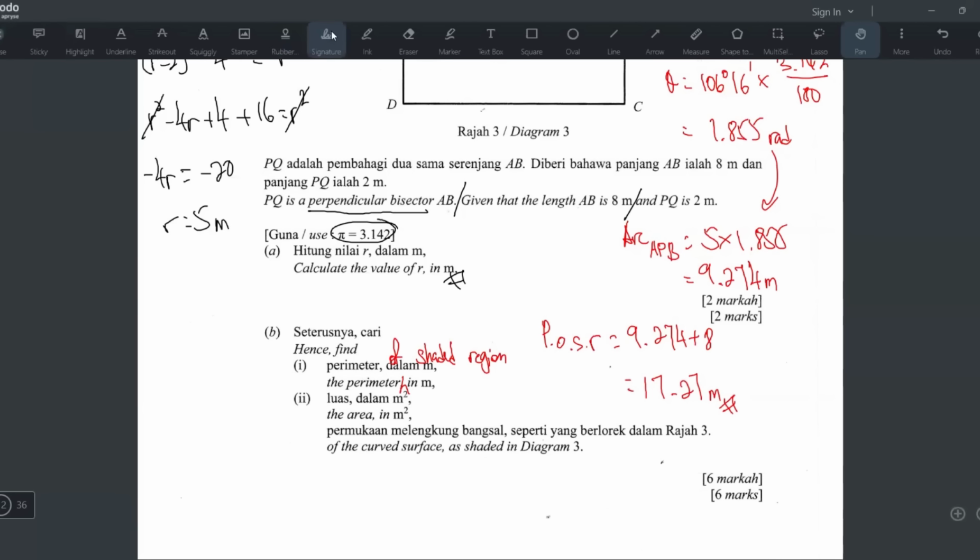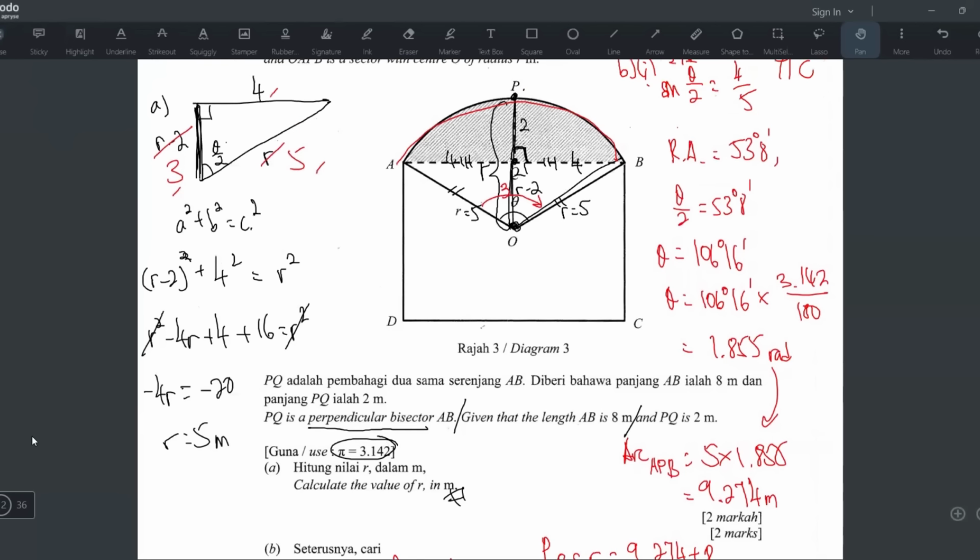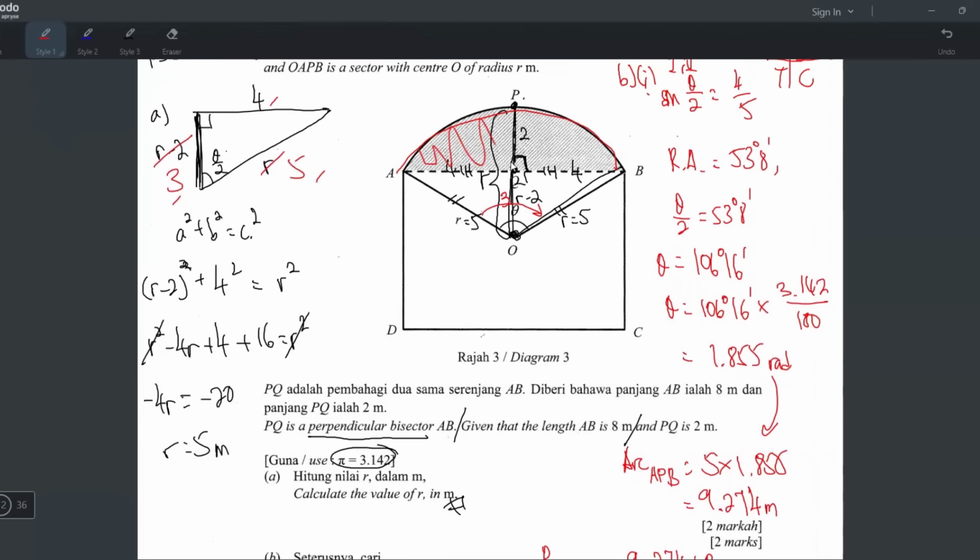Permukaan, or the area, I forgot to read this. Find the area of curved surface as shaded. Okay, if you want to find the area of curved surface as shaded, means you find the area of shaded region. So you're actually finding the area of segment. To find area of segment, you take the area of sector minus area of triangle.